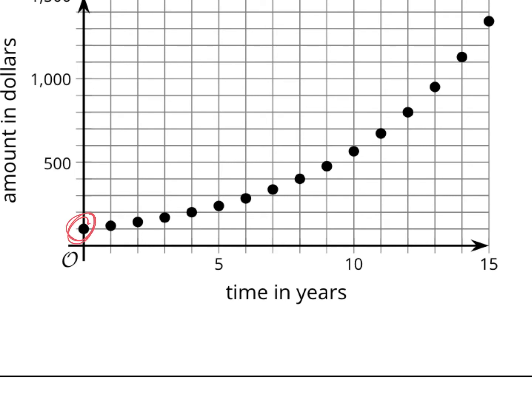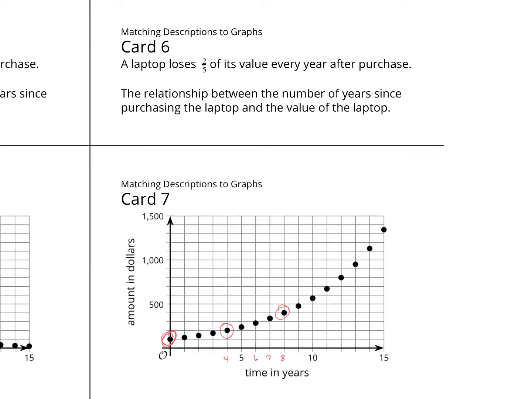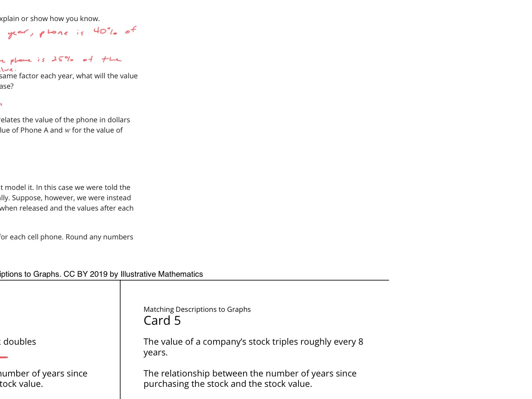My initial value is 100. If it doubles every 4 years, my 4th year should be 200, and I see that it is. Let's just check one more time just to make sure that it does indeed fit with the pattern. So if it's currently 200 in year 4, by year 8, it should be 400, which I see that it does match. So I know that card 1 and card 7 are matches, 1 and 7.